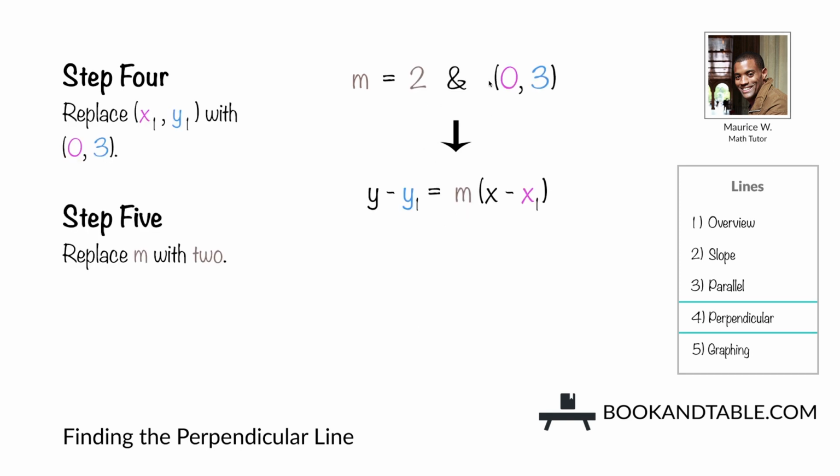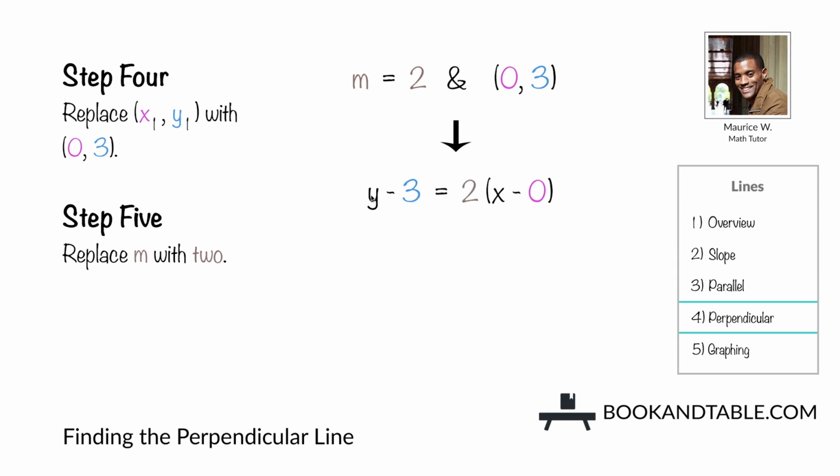So the slope of the line that we are looking for is 2. And we are given the point on that line, which is 0, 3. So we combine the slope with the point given in point-slope form. And now we can figure out the equation of the line that we are looking for. So step 4, replace x1 with 0 and replace y1 with 3. Then step 5, replace m with our slope of 2.